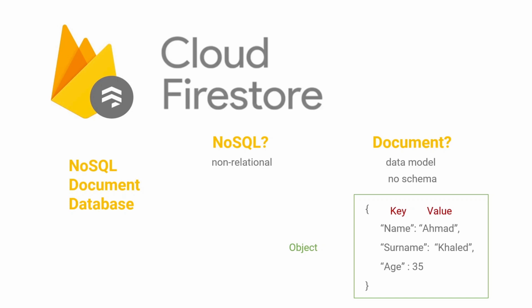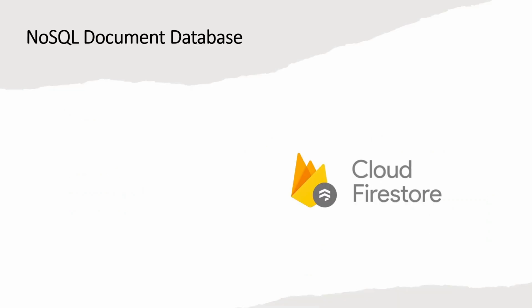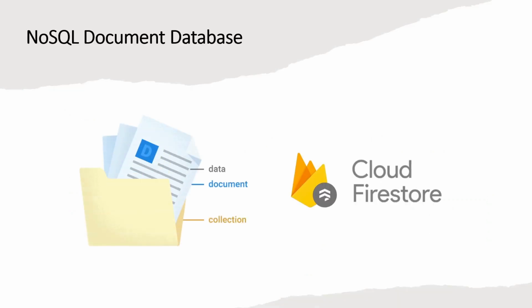This format is called JSON. The object which is written in JSON format is stored in a document. So for our example, this user object is stored in a user document. A group of documents is stored in a collection. For example, we have a users collection.